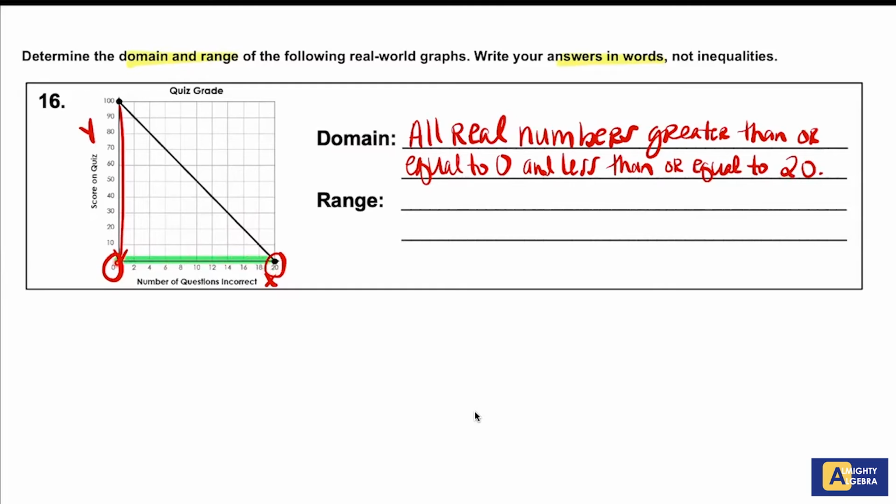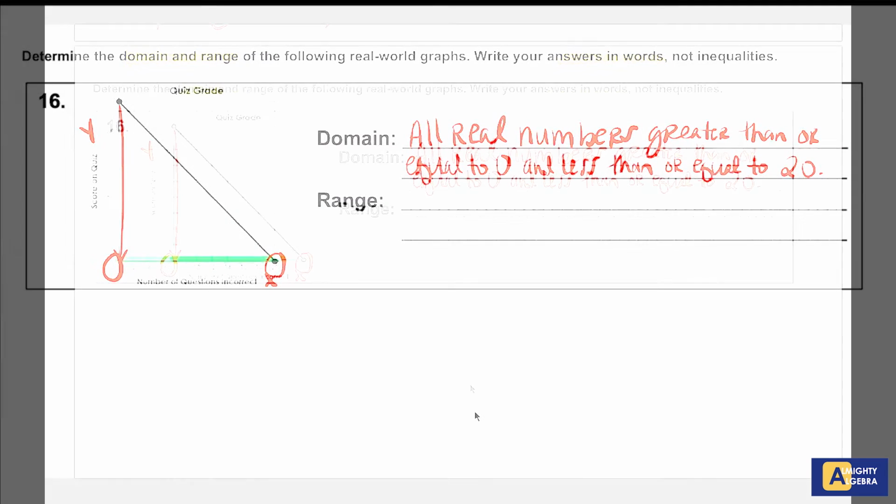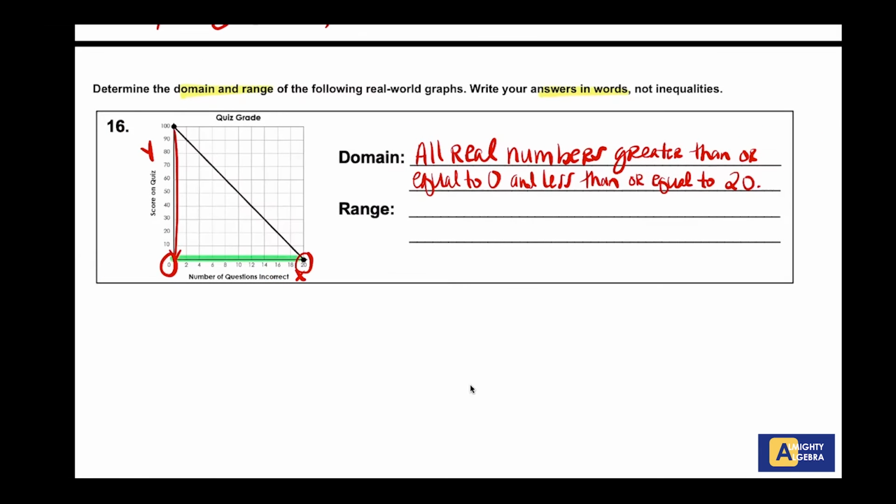The domain cannot be less than 0. You cannot get less than 0 questions incorrect. That doesn't make sense. There's not negative questions on a test. You also cannot have greater than 20 questions incorrect because the quiz only has 20 questions on it, apparently. Therefore, the domain for this quiz is all real numbers greater than or equal to 0 and less than or equal to 20.